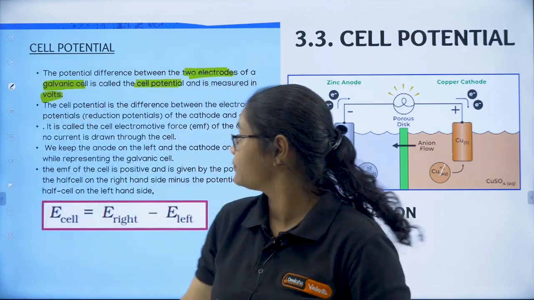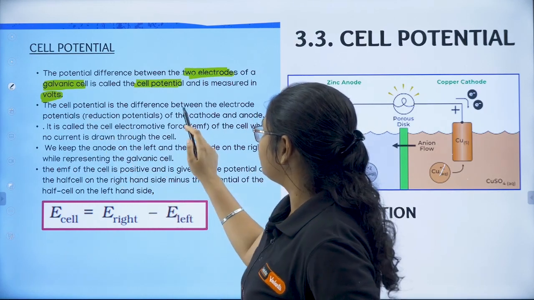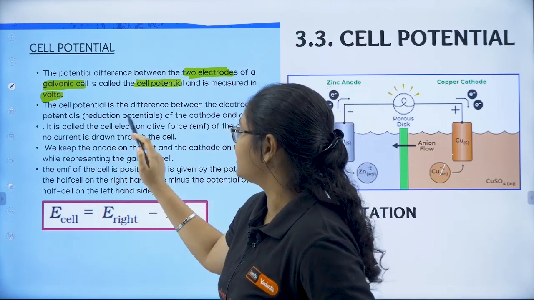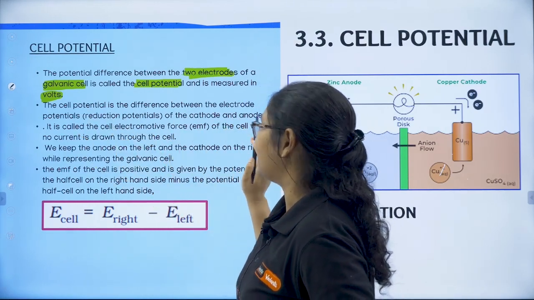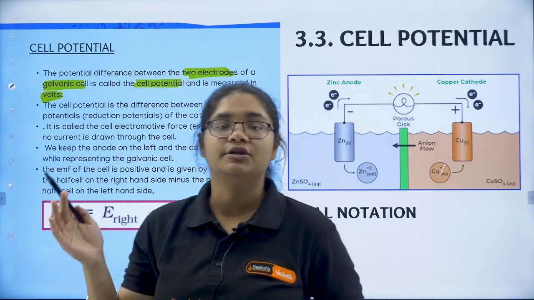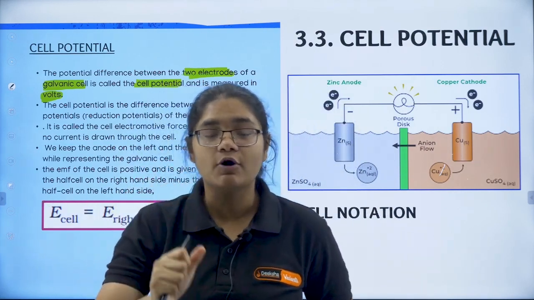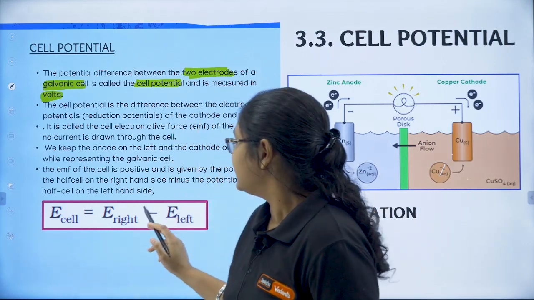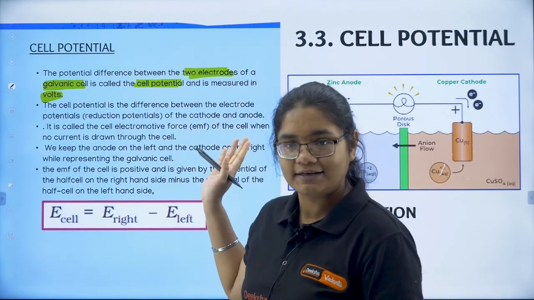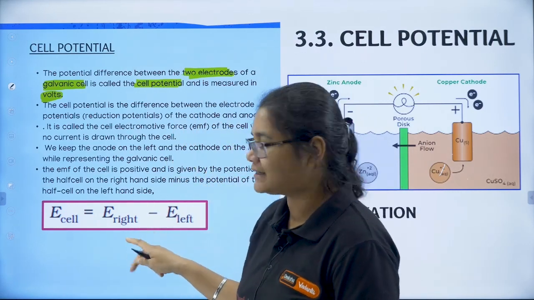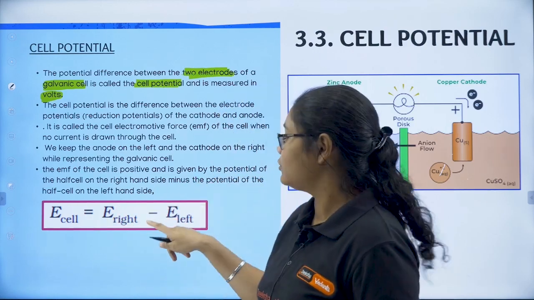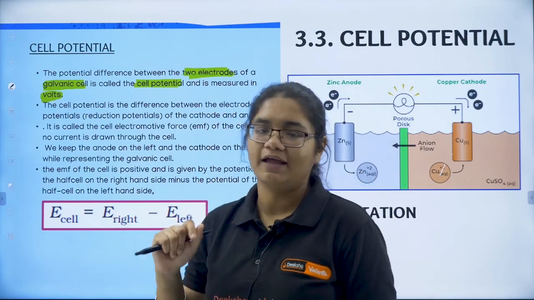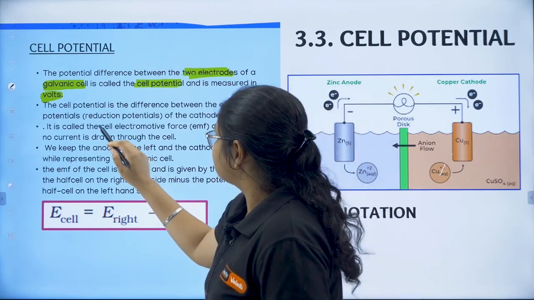Next, the cell potential is the difference between the electrode potentials, the reduction potential of the cathode and the anode. That is the formula. So we have the cell potential formula, E. The cathode is on the right hand side and the anode is on the left hand side. So reduction potential of cathode minus the reduction potential of anode. Okay, so this is important.